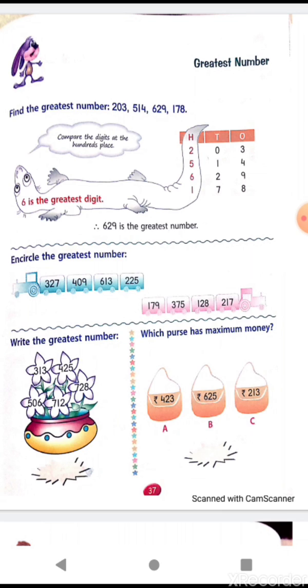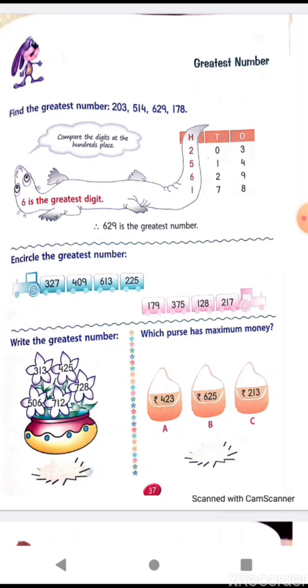As I told you earlier also, while comparing the numbers, first we see the number of digits. If all the numbers have the same number of digits, then we first compare the digit at the highest place, that is hundreds place. So in this, the number 203 has 2 at hundreds place, in 514 the digit at hundreds place is 5, in 629 the digit at hundreds place is 6, and in 178 it is 1. So which is the greatest digit?